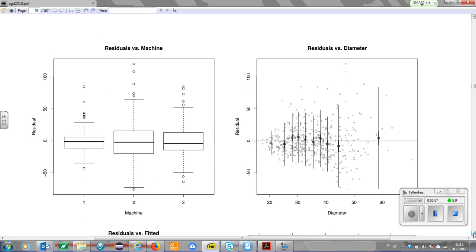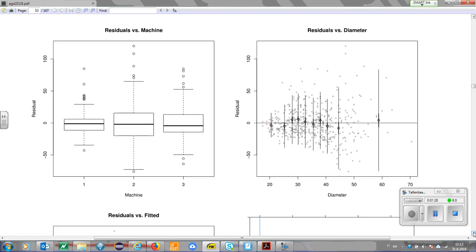First, we want to see whether the systematic part of the model is properly formulated. So we plotted the residuals on machine and diameter. Because machine is a categorical predictor, R automatically produces a box plot of that, and in that plot we don't see any problem. Actually, there cannot be any problem because we have separate models for all machines.